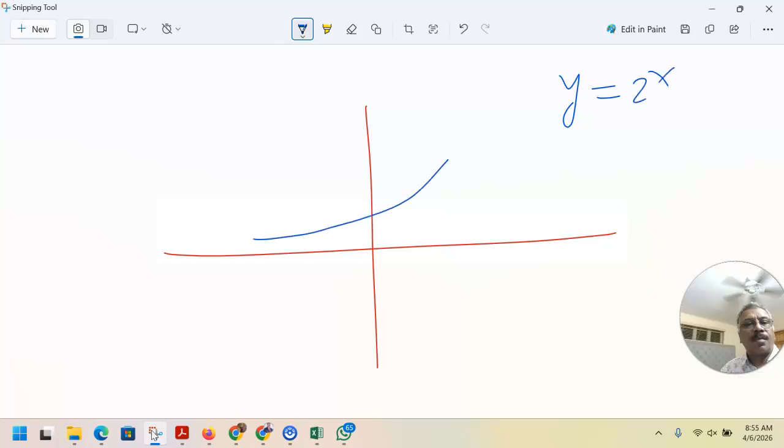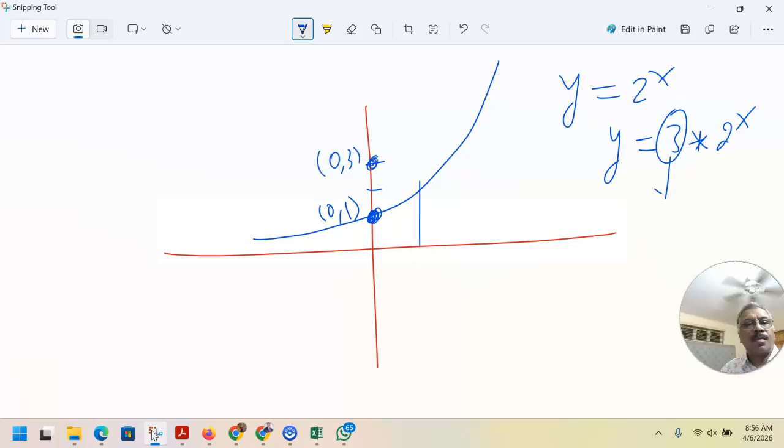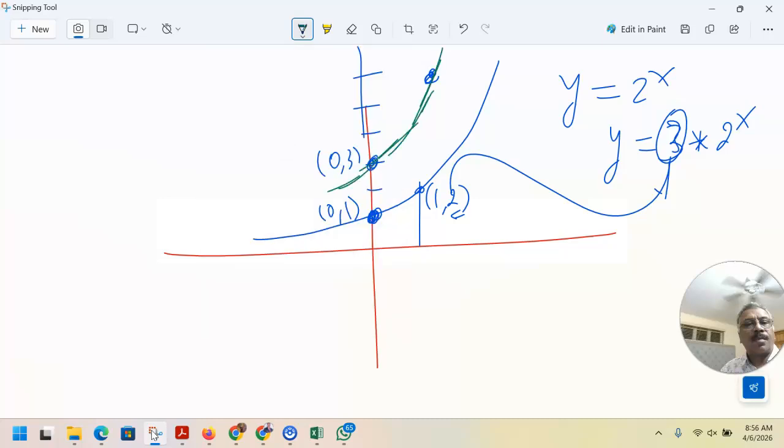so this graph is like this, then y equals 3 times 2 raised to x means every output gets multiplied by 3. So if this point was 0, 1, then 0, 1 becomes 0, 3. And if this point was 1, 2, the 2 gets multiplied by 3, so 3 times 2 is 6. So this is how the graph stretches by a scale factor of 3 like this. So I hope that makes sense.